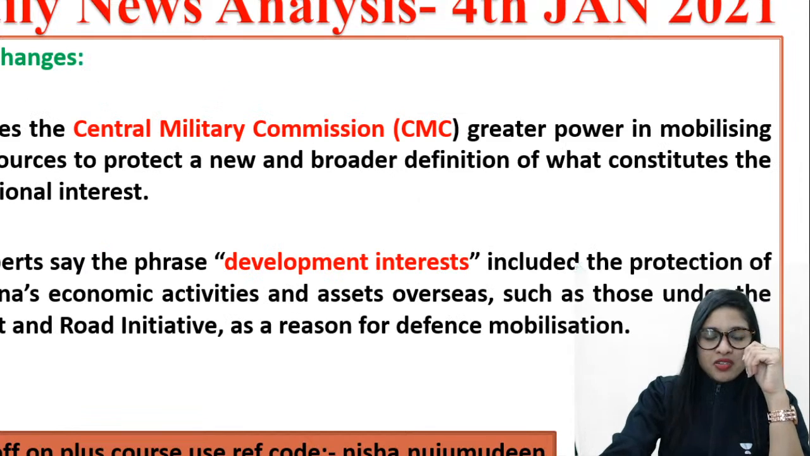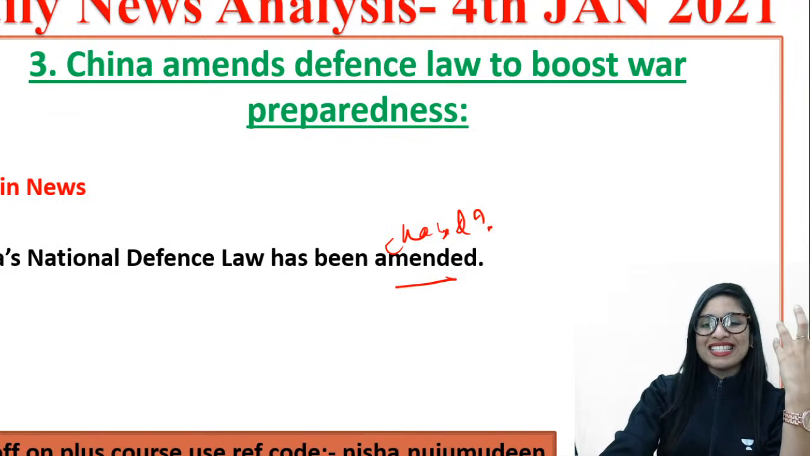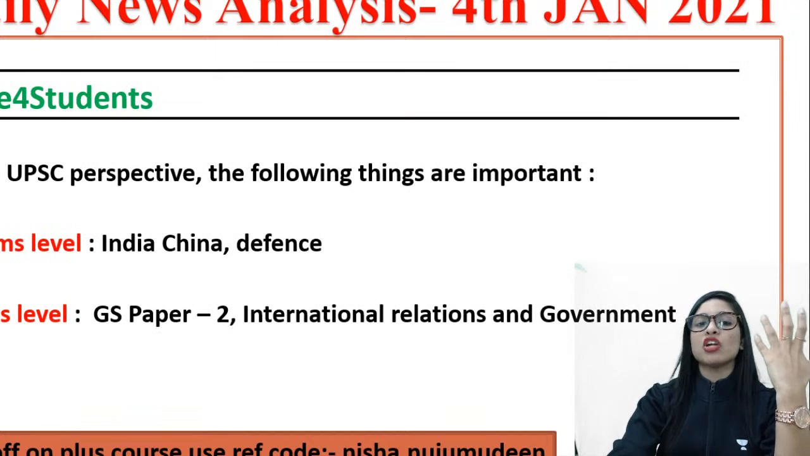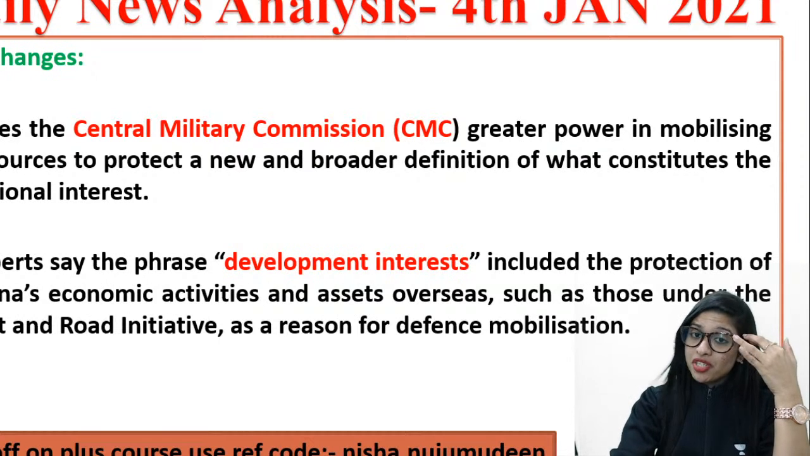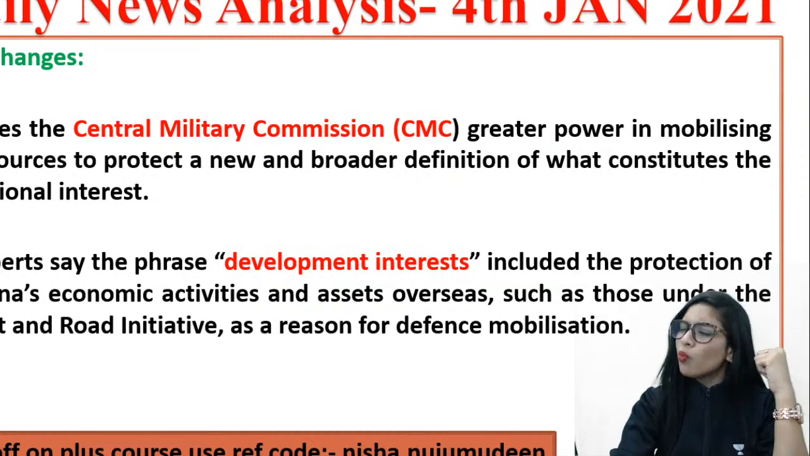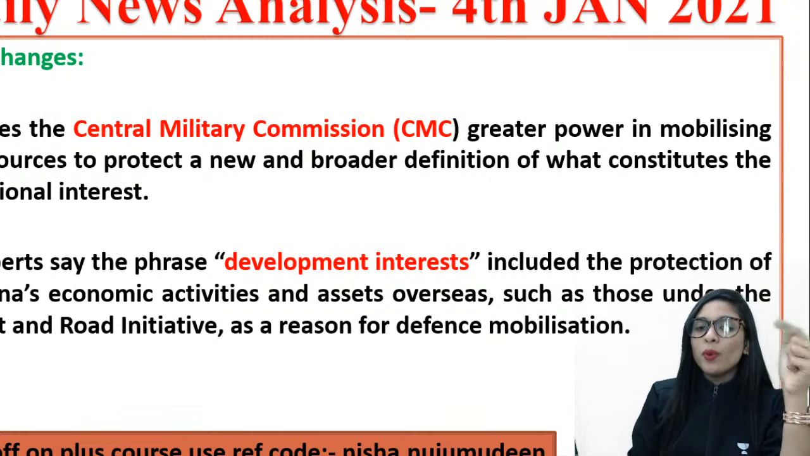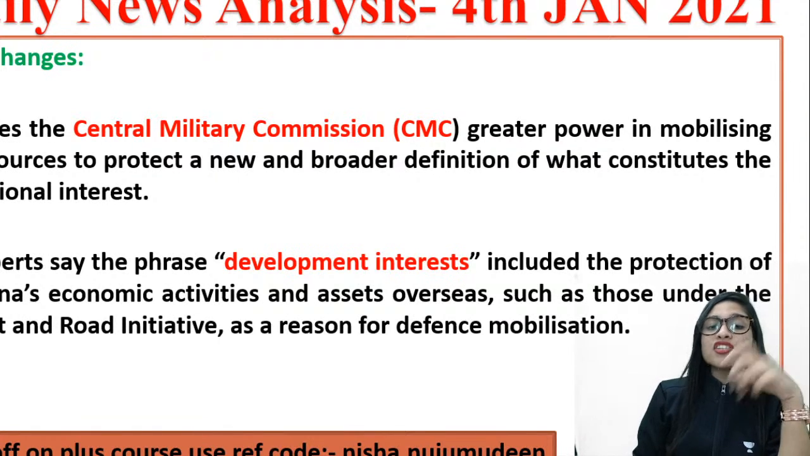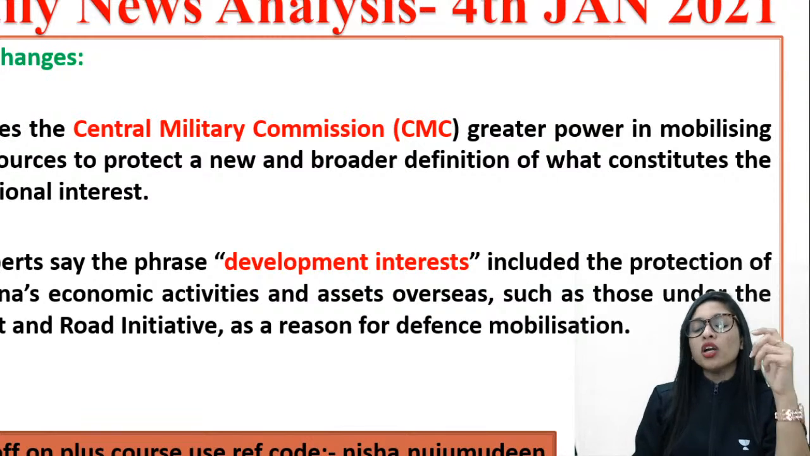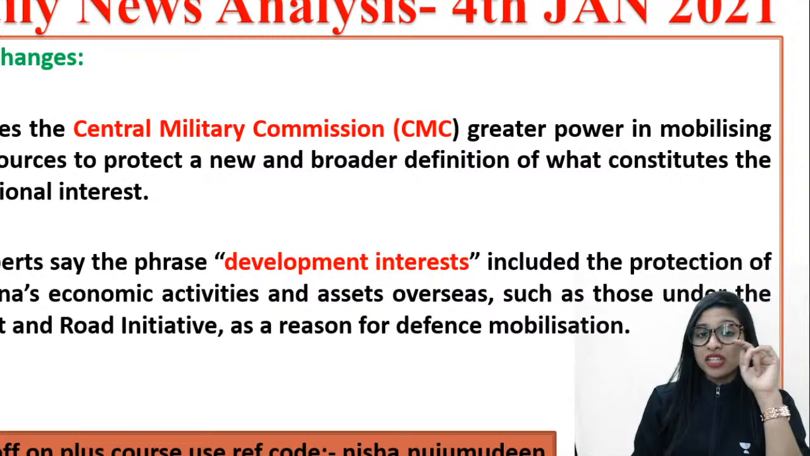Yeah. So now, we are going to quickly see why China's national defense law suddenly had some amendments or changes, in simple terms. Point number 1 is, it will give the Central Military Commission, the CMC, greater power for mobilizing or utilizing resources. When they are able to do that, automatically they'll be able to protect a new and broader definition of what constitutes the so-called national interest. That is the main reason why this has been done.